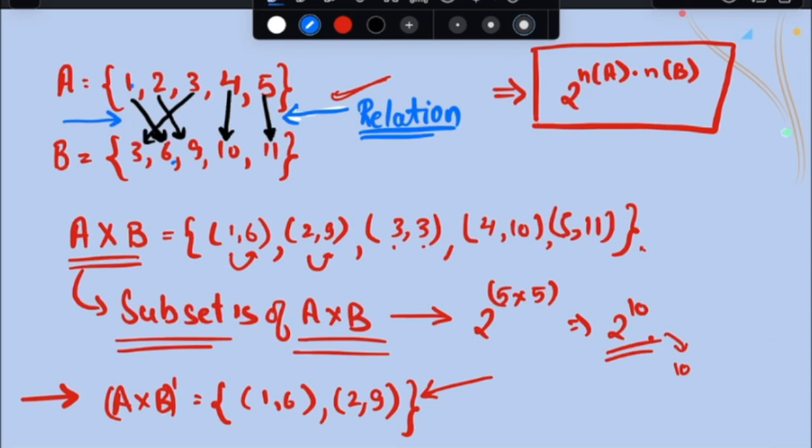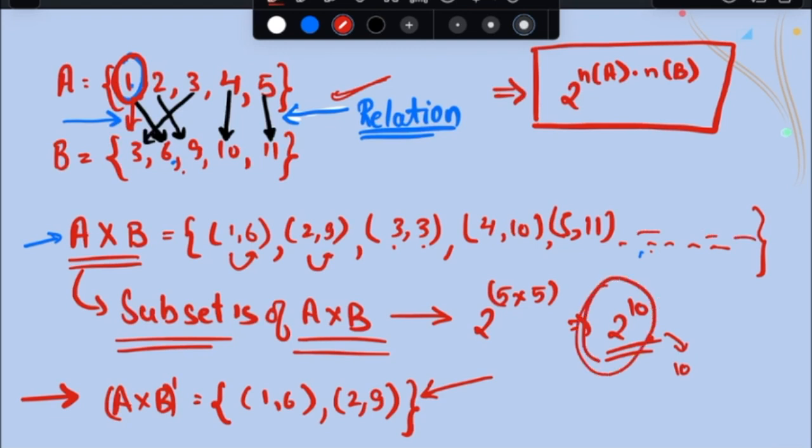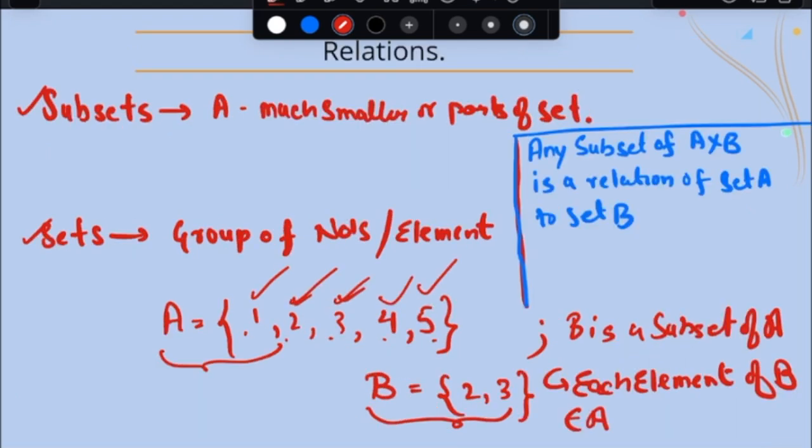Okay, and how to form this? A cross B will contain more elements. Don't you think like this is over? This is not over yet. This will continue, because A will somehow connect to 3 also. A will connect to each element of B, and this will go on. That's why the value is so big. Otherwise, you will see that there are 5 elements, so there will be like these two, these two, these two. So no, it's not like that. It is very, very big. Okay, so this is relation, this is set, and this is subset.